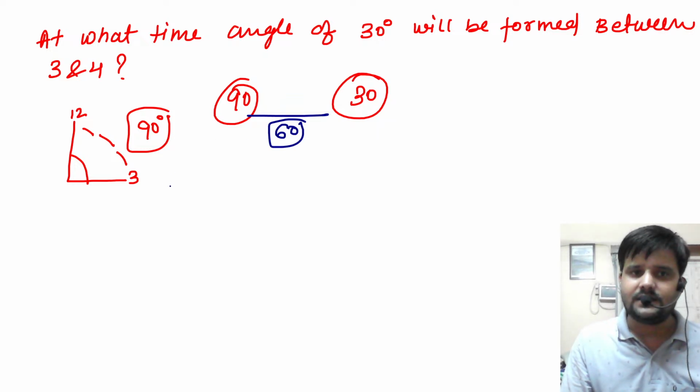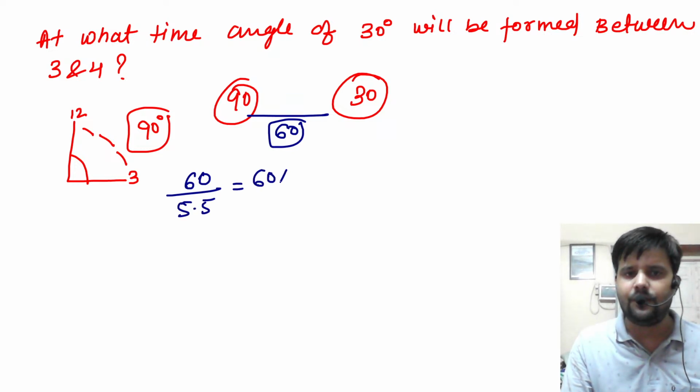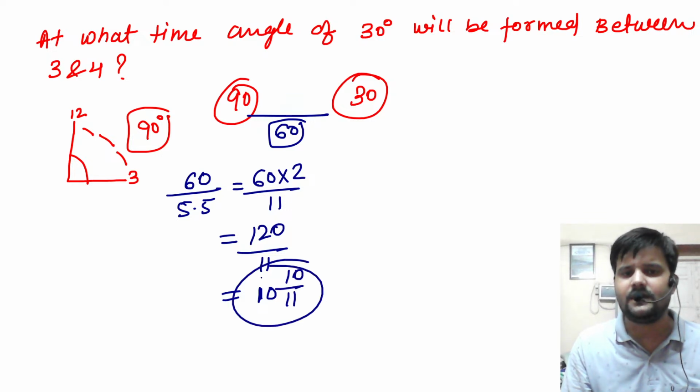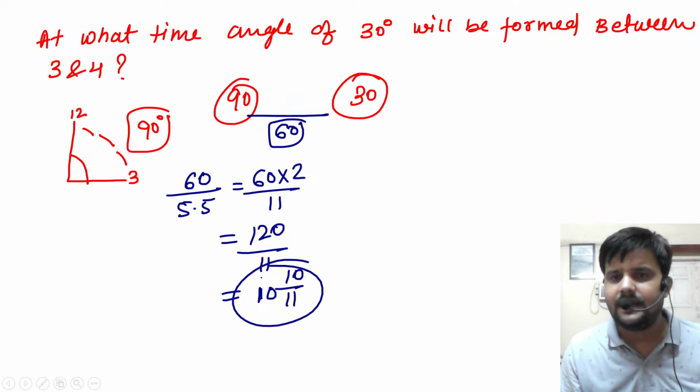So the first instance when this angle will be formed is 60 divided by 5.5, your relative speed, which means 60 into 2 by 11. Now it is 120 by 11. So 120 by 11 is nothing but 10 whole 10 by 11. This is the first instance when the 60 degree will be formed.